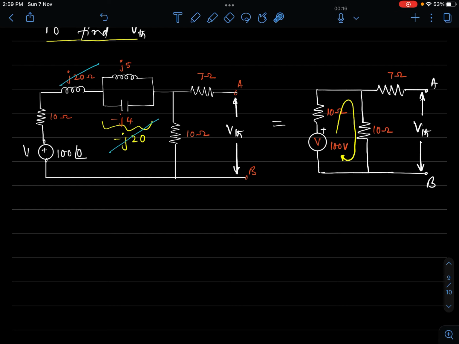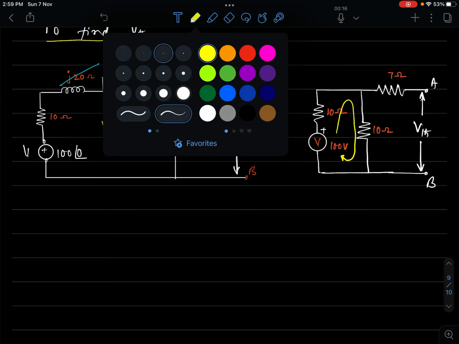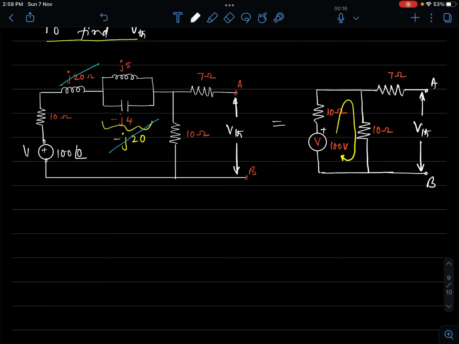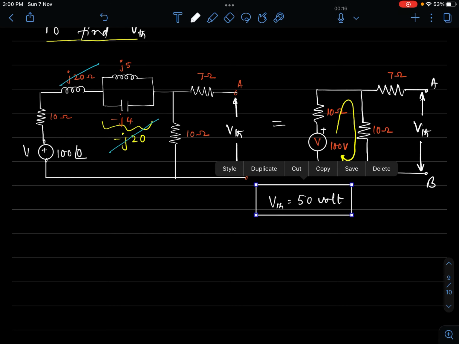The other way of doing it is voltage division between two equal values of resistances. So it's 100 volt across 10 and 10, so 50 across each one. Whichever way you do, whether by simple common sense or by elaborately following a method, you will simply see that VTH is equal to 50 volt. Okay, is that clear? I suppose it is clear.